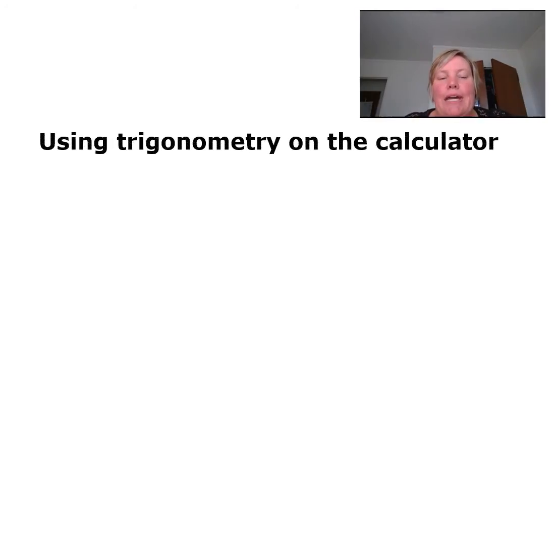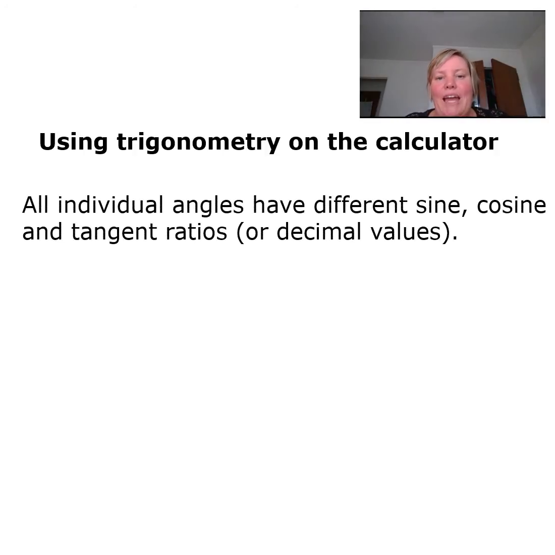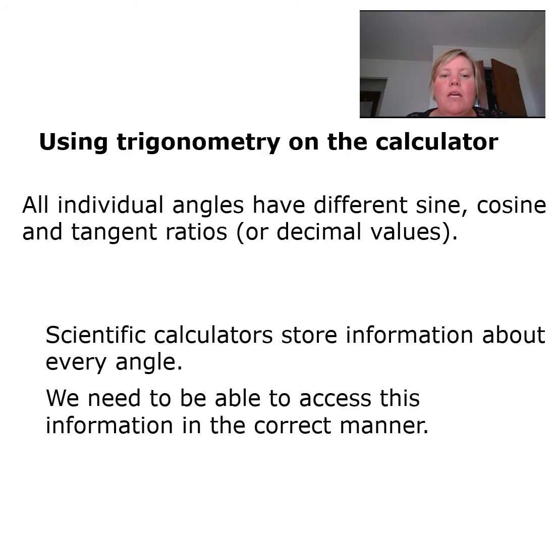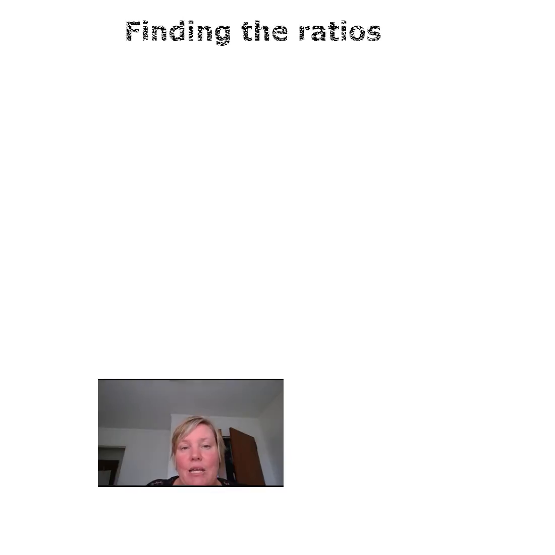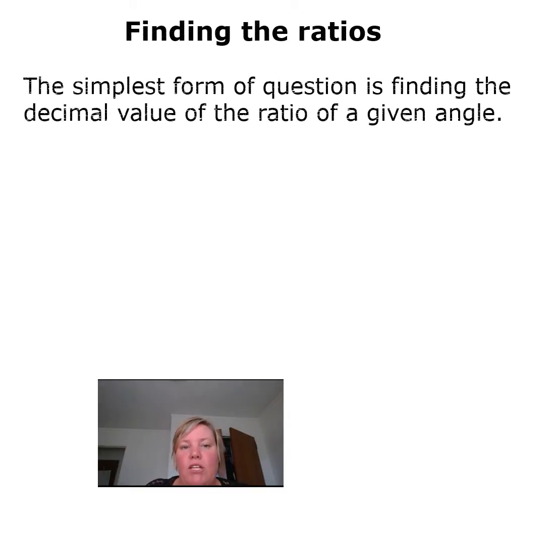Okay, so using trig on the calculator, let's do a bit of a crash course. All angles have different sine, cosine, and tangent ratios. In other words, different numbers come up. Scientific calculators store all this information and you just need to be able to access it. If you're talking to grandma and grandpa, depending on how old they are, they probably will talk about a trig table. Anybody who's older than about 60 probably used what's called a trig table and they won't have liked it. You're very lucky your calculator works for you. So let's work on finding the ratios here.